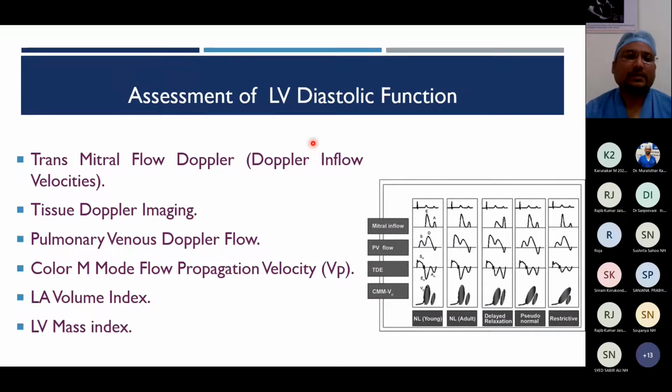So assessment of the diastolic function is done by four important modalities: transmitral inflow Doppler velocities by putting pulse wave Doppler across the mitral inflow at the tips of the mitral leaflets, then tissue Doppler imaging of the medial and the lateral mitral annulus, then pulmonary venous Doppler, then color M mode flow propagation velocity across the mitral valve inflow, and sometimes LA volume index and LV mass index can also be calculated. We will go one by one.